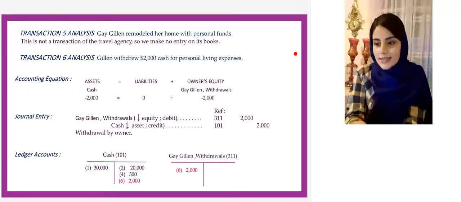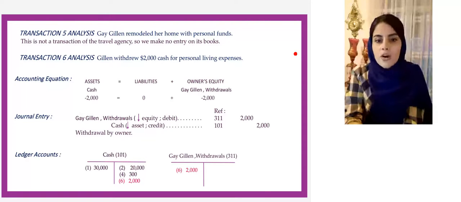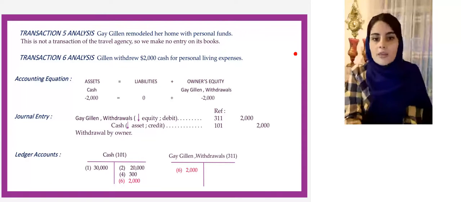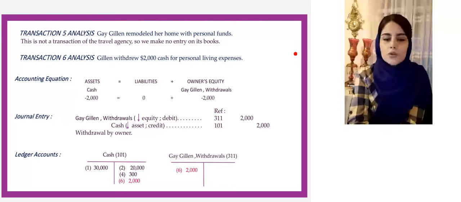The next one says that Gillen withdrew $2,000 cash for personal living expenses. We want to withdraw, so our cash decreased, so we should credit it. And Gillen withdrawals increased by $2,000, so we should debit it. As you see, the post references are 311 and 101. And you can see the T accounts also.